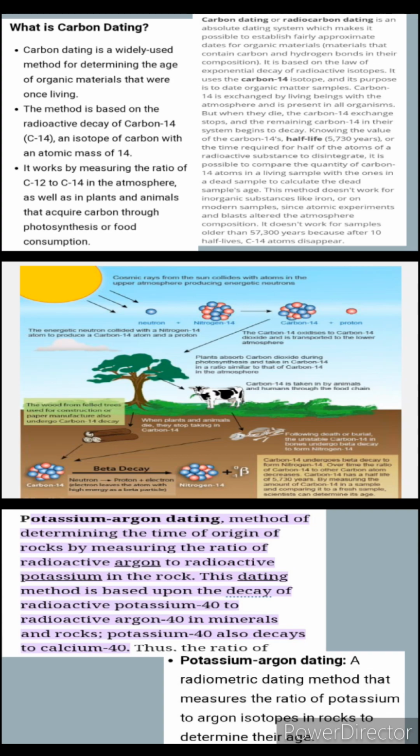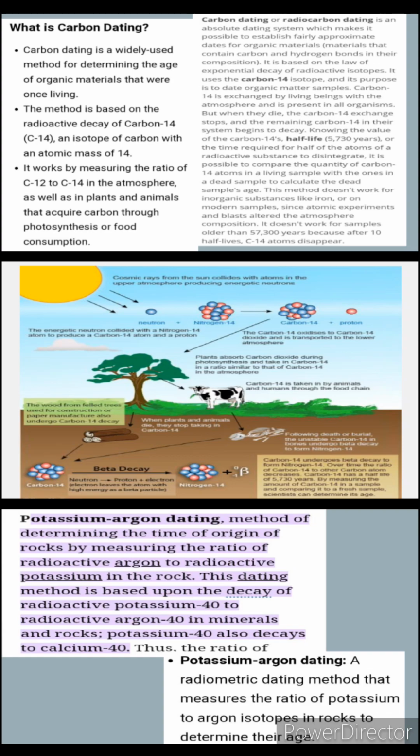Next is potassium argon dating. Potassium argon dating is also an absolute dating method for determining the time of origin of rock by measuring the ratio of radioactive argon to radioactive potassium in the rock.